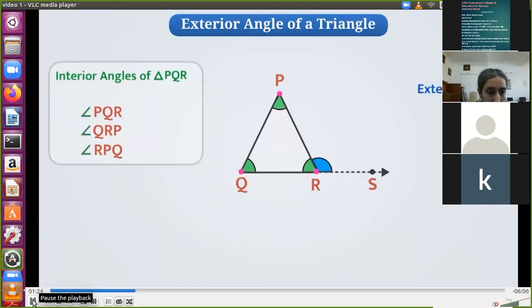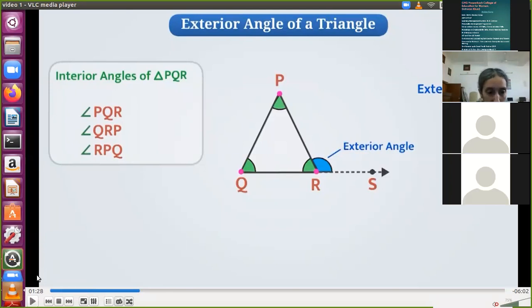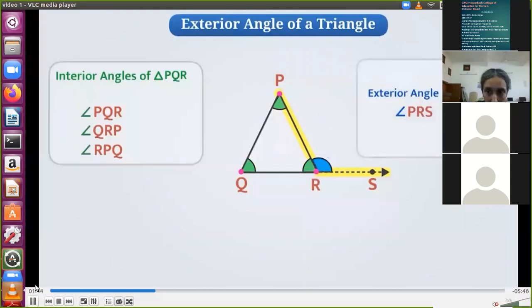Now, this angle lies on the exterior of the triangle. This angle is exterior to the triangle PQR. So this angle is called exterior angle of the triangle PQR. Okay. So this angle PRS is formed exterior to the triangle, the exterior angle of triangle PQR.